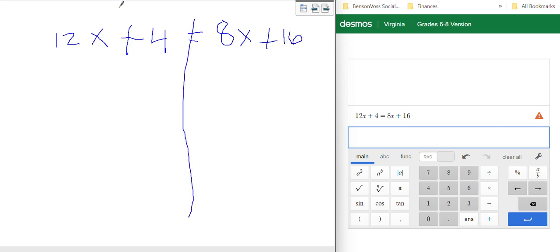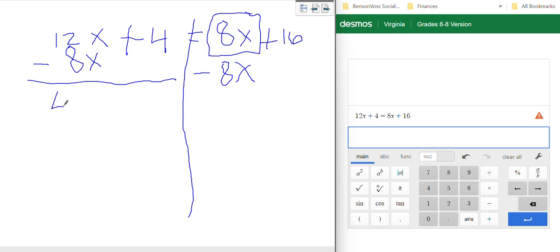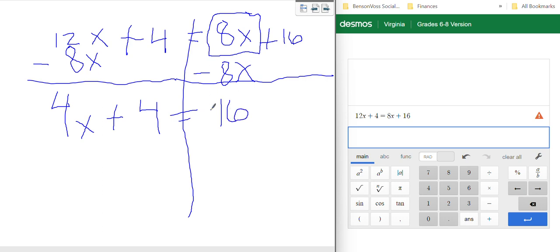We don't have to combine like terms over here or over here, but we do have a variable on the right side. So I'm going to put it in a box. That's a positive 8x. So I have to subtract 8x from each side. And I'm going to put it over here under this x value so I don't mix anything up. 12 minus 8 is a 4, and you bring down the x. You bring down the 4 plus 4. You bring down the equals, and you bring down the positive 16 because 8x minus 8x went away.